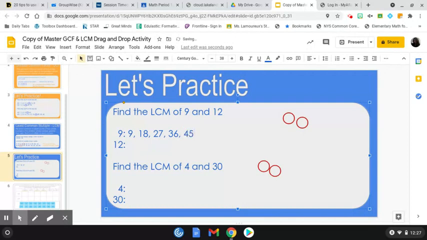9 times 5. 9 times 6. 9 times 7. 9 times 8. And 9 times 9. I probably didn't need to do all of these, but I did. All right, now we're going to go to the 12. Sometimes you might want to start with the greater number, and that can help you out. So 12 times 1, 12 times 2, 12 times 3, 12 times 4, 12 times 5.